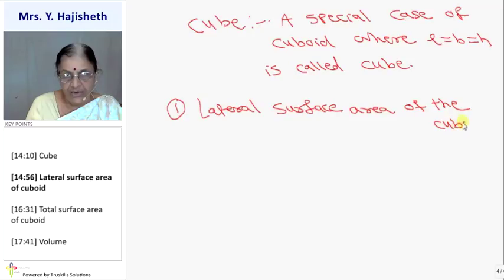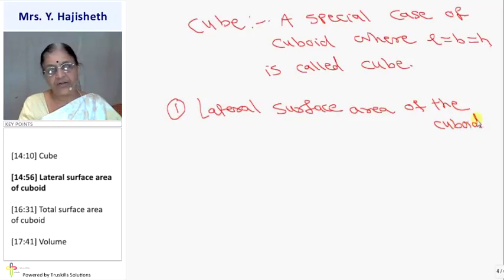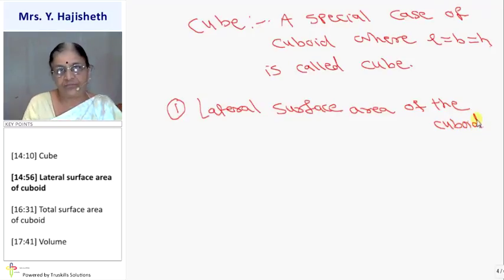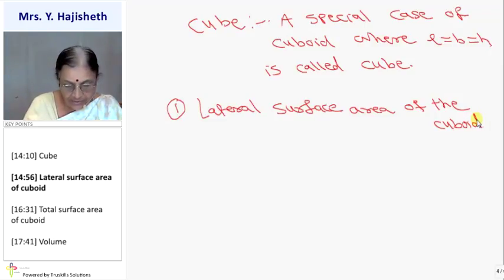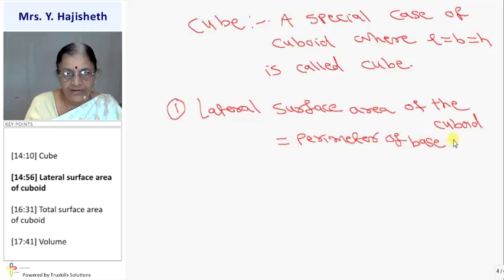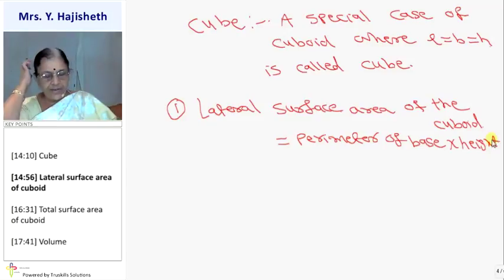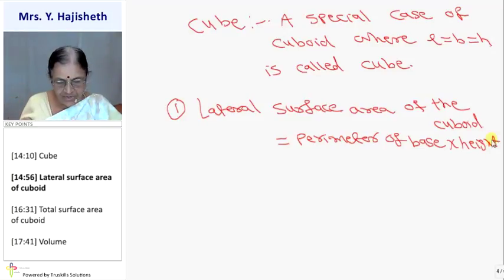The room में जो जहां मैं बैठी हूं, that room is a cuboid. What is lateral surface area of cuboid? Lateral surface area of cuboid is nothing but total surface area of 4 walls. Okay, right? And it is nothing but perimeter of base into height. Clear? Because it is 2 times L into H plus 2 times B into H.